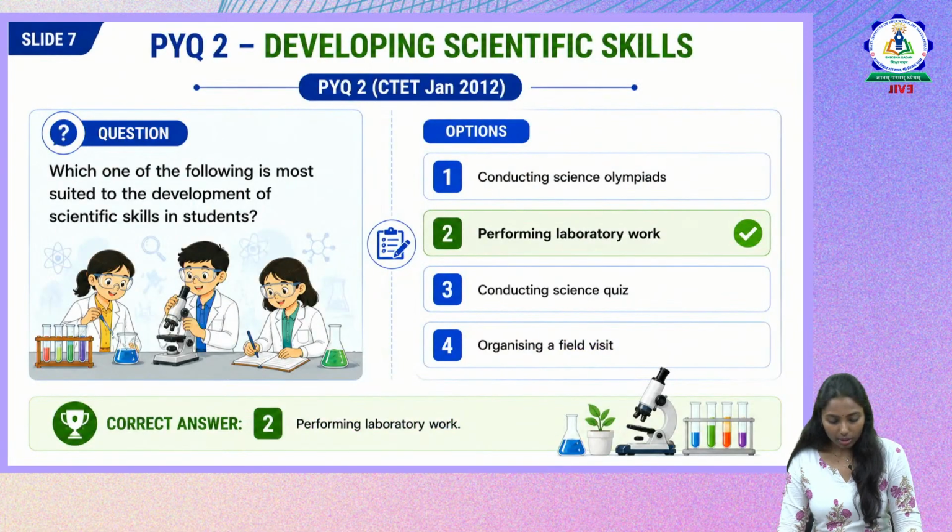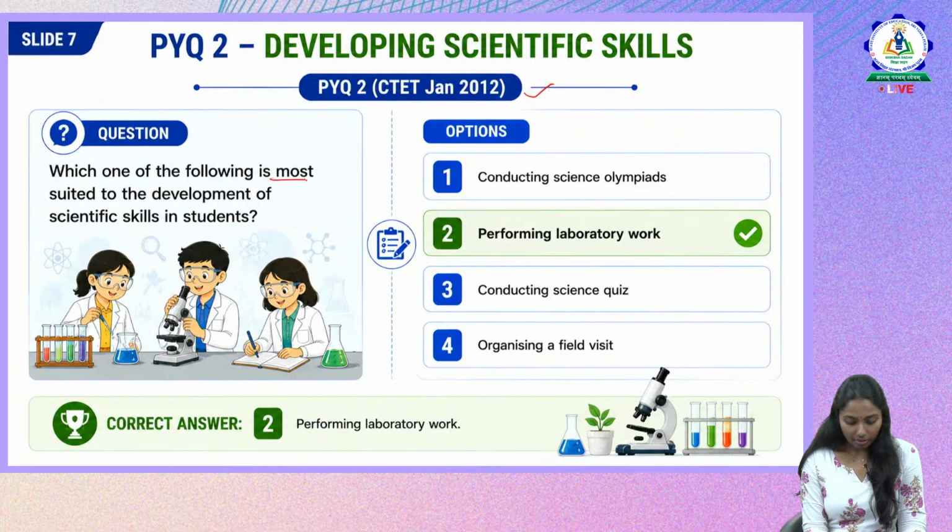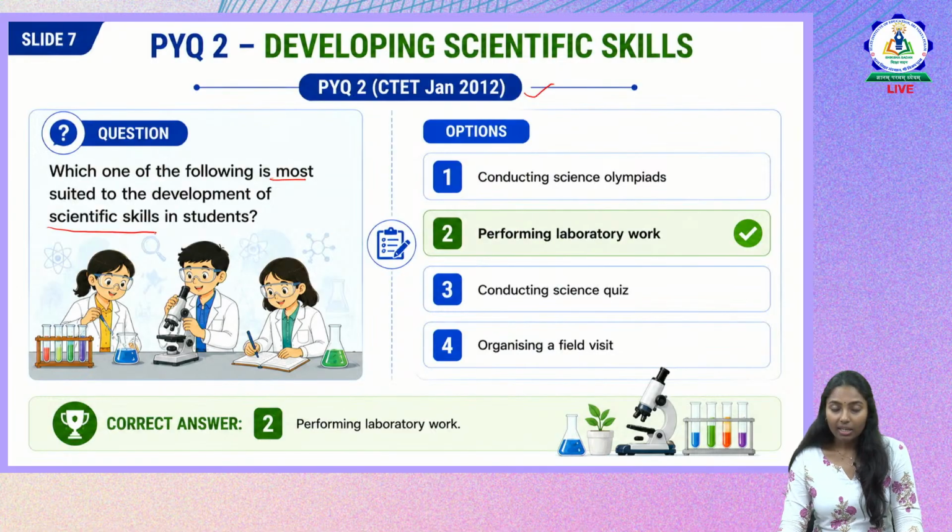Okay. So now we'll go to the next question that we have here. It's from 2012. The question is, which of the following is most suited to the development of scientific skills in students? Just now we have been talking about laboratory work and observation, so based on that you can answer this question much more easily. Scientific skills are observation, as we talked about, inference, classifying, communicating; all those things come under scientific skills.